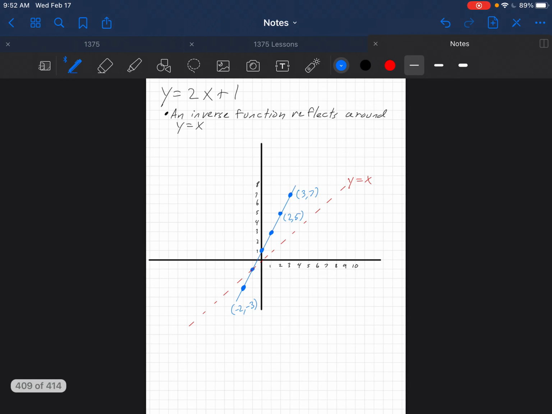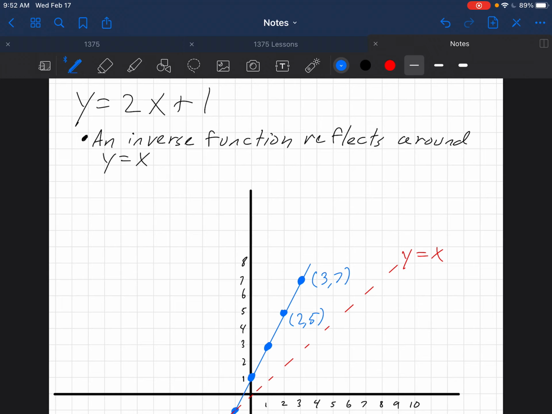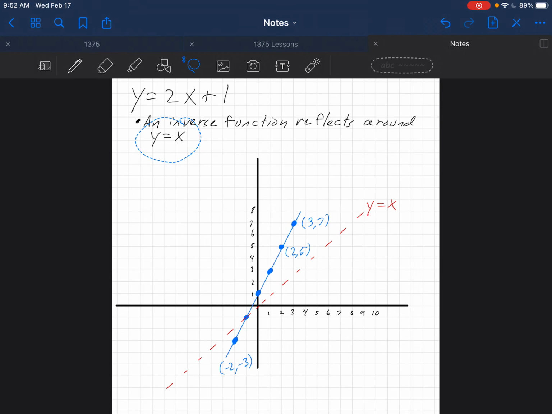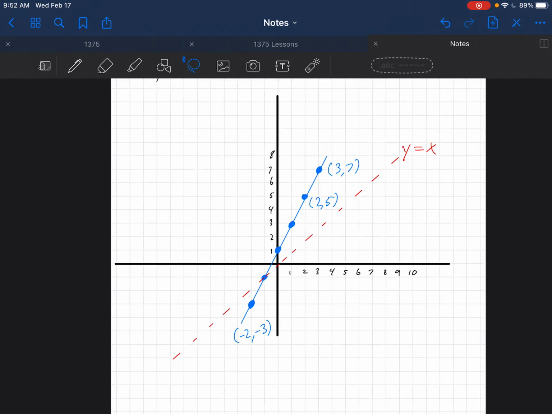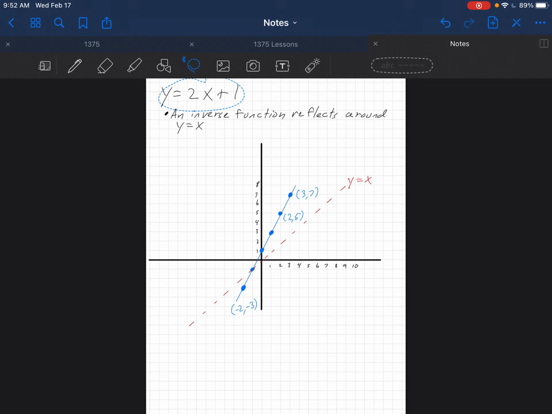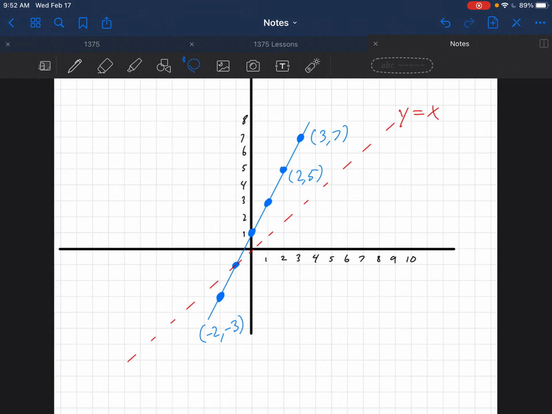Now, one thing graphically that an inverse does is it reflects. It is a reflection around the line y equals x, right? And that is what I've drawn here, which is in blue, a function of y equals 2x plus 1, f of x equals 2x plus 1, however you want to say it. And I drew in a dotted line over here in red, that's y equals x.